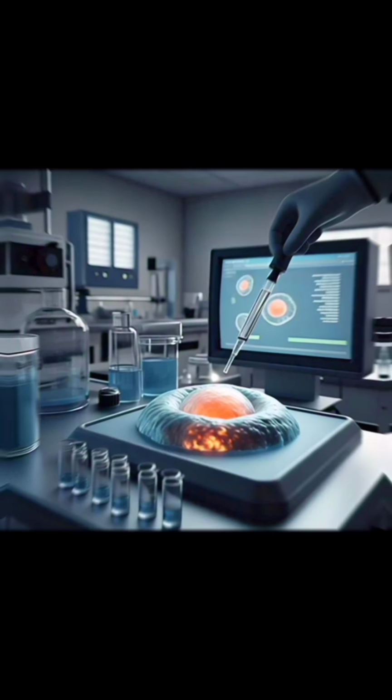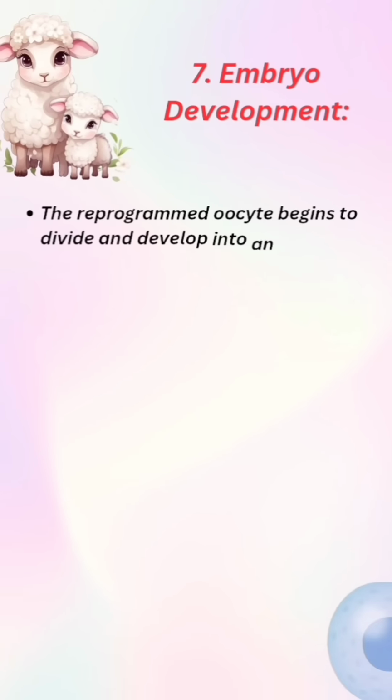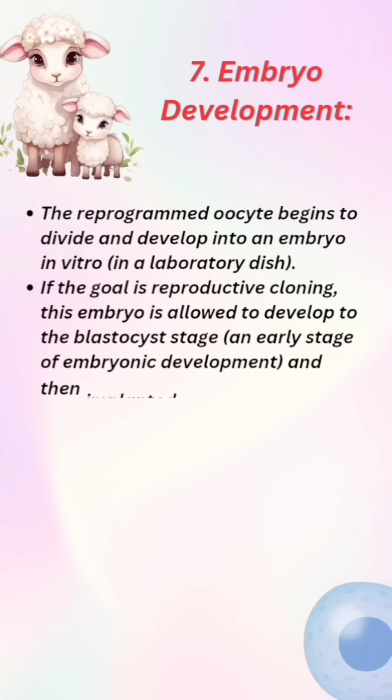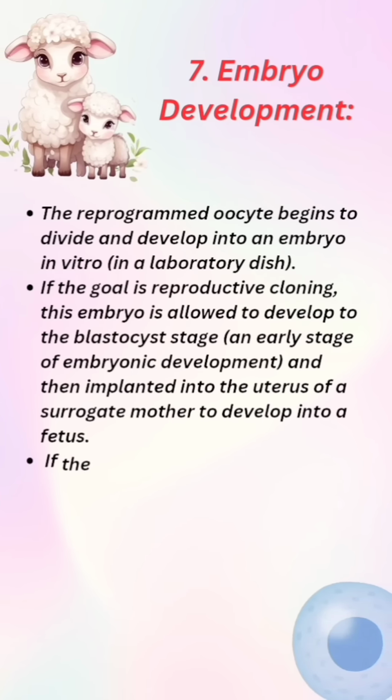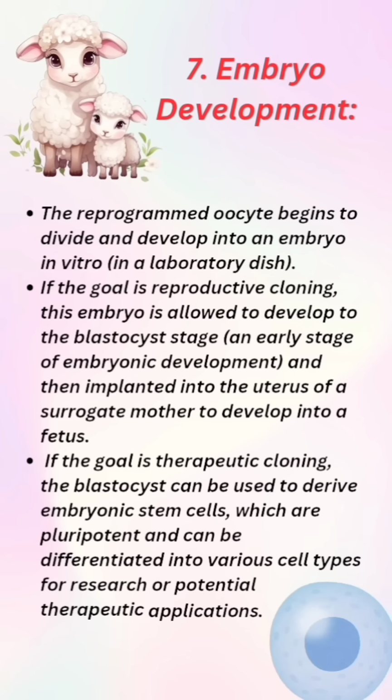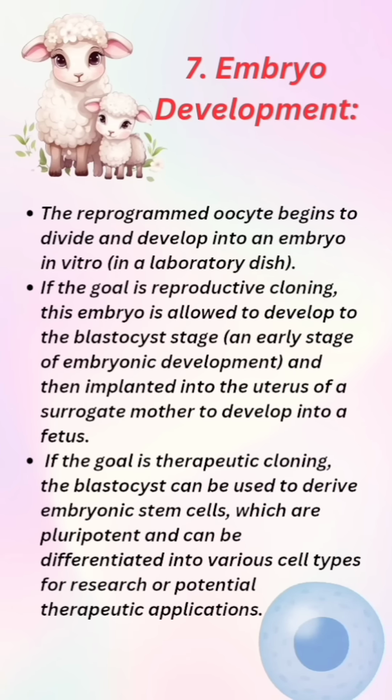7. Embryo development. The reprogrammed oocyte begins to divide and develop into an embryo in vitro, in a laboratory dish. If the goal is reproductive cloning, this embryo is allowed to develop to the blastocyst stage, an early stage of embryonic development, and then implanted into the uterus of a surrogate mother to develop into a fetus.